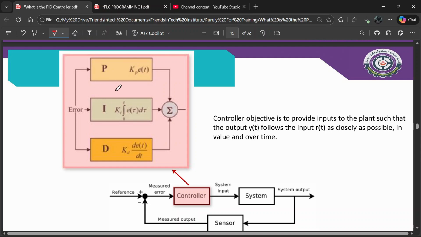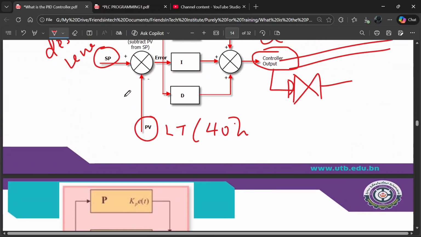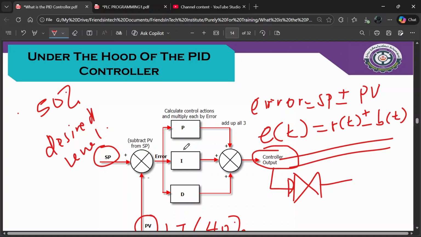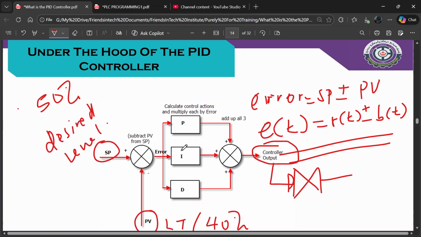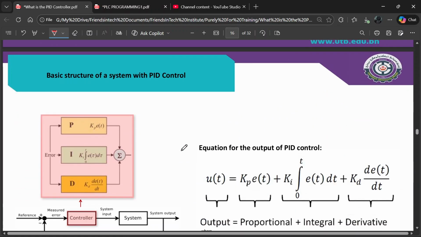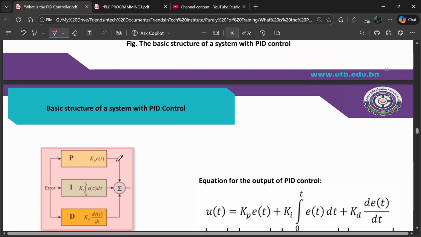So proportional, we are saying that error signal is directly proportional to the output of that controller. So if you are using proportional control alone, then error signal will be directly proportional to the output of that controller. So let's just do something here very basic.